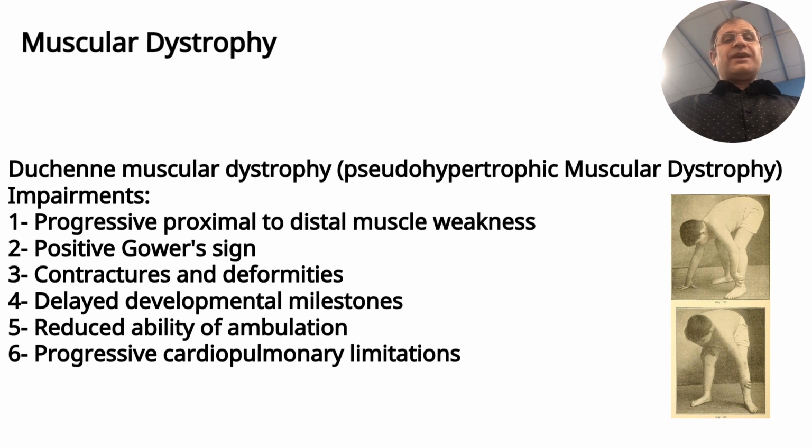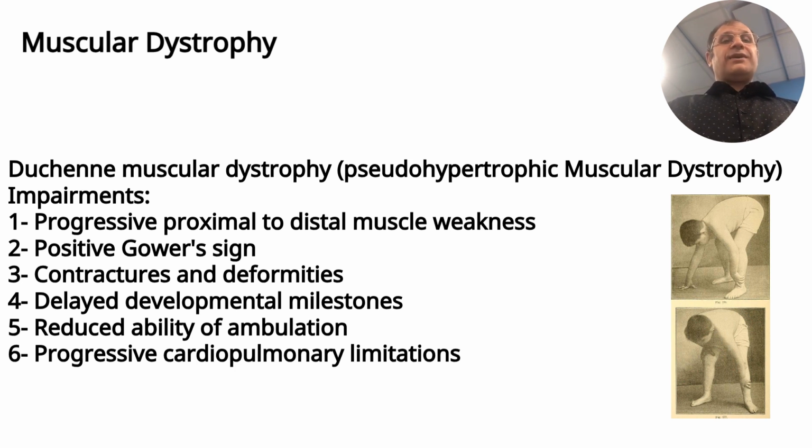2. A positive Gowers sign, which is manifested as patients using their hands to walk up from the thighs. It happens due to weak quadriceps and gluteal muscles. Lumbar lordosis and calf hypertrophy are common features, with the calf muscles having a distinct rubbery texture.